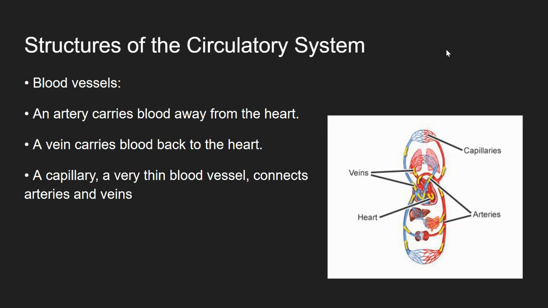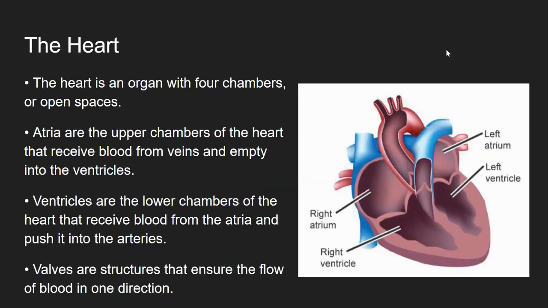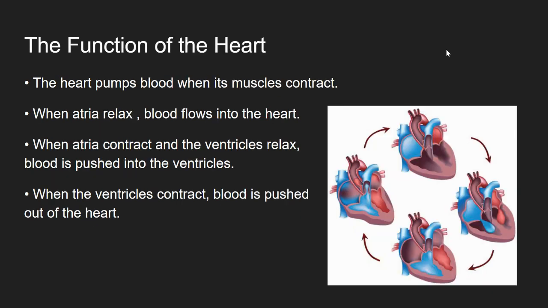Now, an artery carries blood away from the heart, while veins carry blood back to the heart. And capillaries are very thin blood vessels that connect arteries and veins. The heart is an organ with four chambers or open spaces. You have your atria, which are the upper chambers of the heart that receive blood from veins and empty into the ventricles. Ventricles are the lower chambers of the heart that receive blood from the atria and push it into the arteries. And valves, which are structures that ensure the flow of blood goes in one direction.